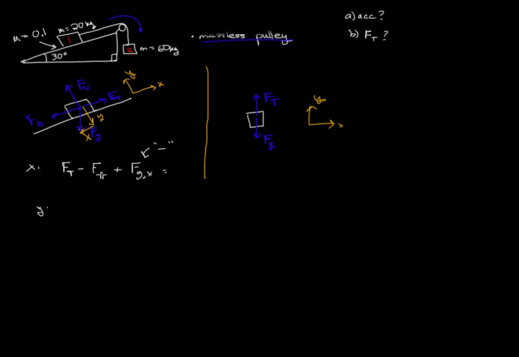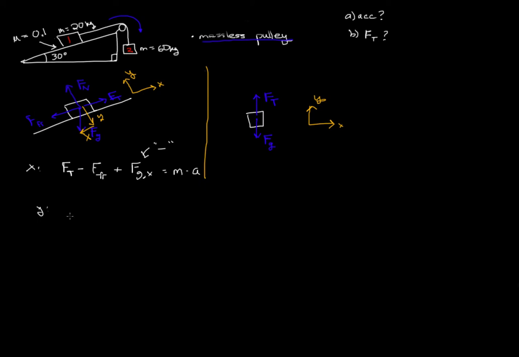So if I have tension, I have friction, and I have force due to gravity in the x, that's going to be my overall net force in the x direction. And since we are moving in the x direction, that means the overall net force in the x direction is mass times acceleration, okay? Because we are moving in the x direction, so there is an acceleration.